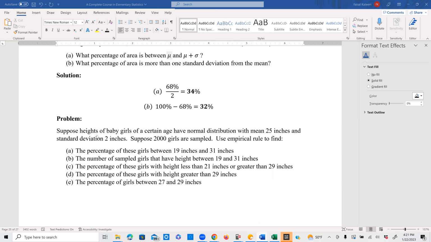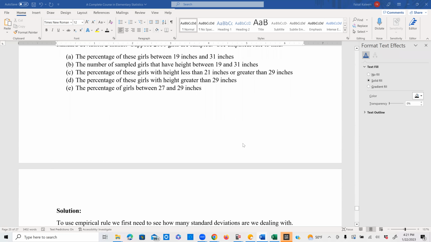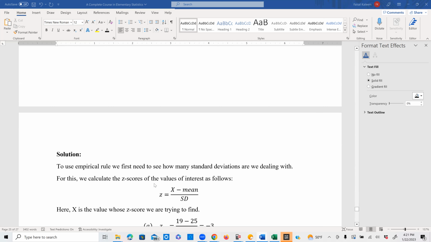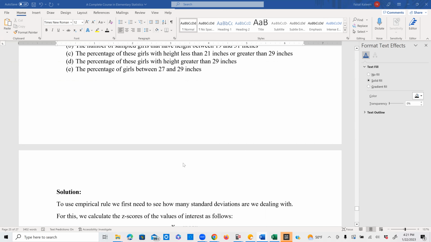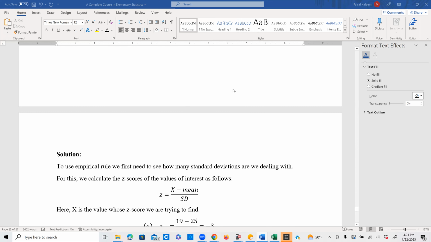Problem. Suppose heights of baby girls of a certain age have normal distribution, mean 25 inches, standard deviation 2 inches. Suppose 2,000 girls are sampled. Use empirical rule to find A, the percentage of girls between 19 and 31 inches. So first we have to decide how many standard deviations we are talking about so that we can use the empirical rule. So we will change the 19 and the 31 into z-scores, and that gives us how many standard deviations. So z is obtained by x minus the mean divided by standard deviation, where x is the value whose z-score we want. So in this case, the values of interest are 19 and 31.